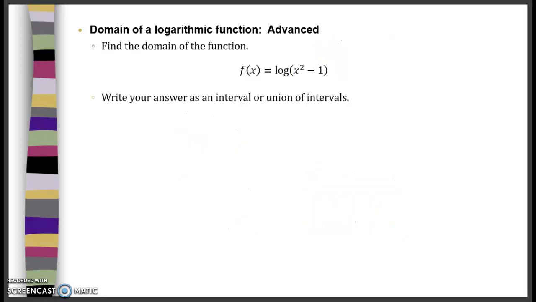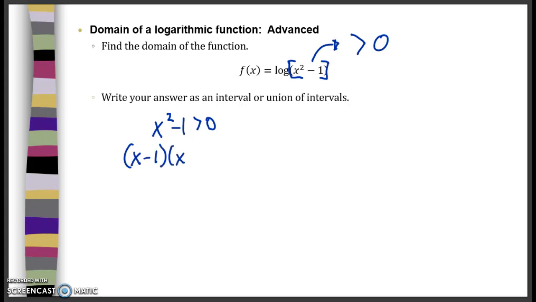Okay, so again, our argument needs to be greater than 0. So this piece right here needs to be greater than 0. Everything inside, x squared minus 1, needs to be greater than 0, which means we need a positive number, right, for our outputs. This factors into x minus 1 times x plus 1.